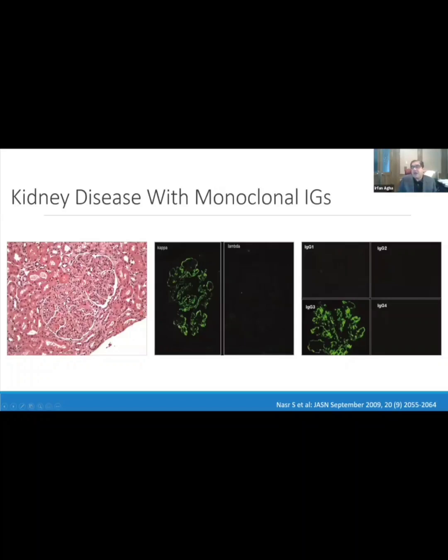Now, from time to time when we do immunofluorescence in our patients with MPGN, you find that they've got monoclonal immunoglobulins. Over here, what you're seeing is kappa and IgG3 are lighting up, while lambda and other isotypes of IgG are negative. So this is an MPGN process which is being driven by an IgG3 kappa monoclonal immunoglobulin. In this circumstance, looking at the proliferation, your diagnosis is proliferative glomerulonephritis with monoclonal immune deposits.